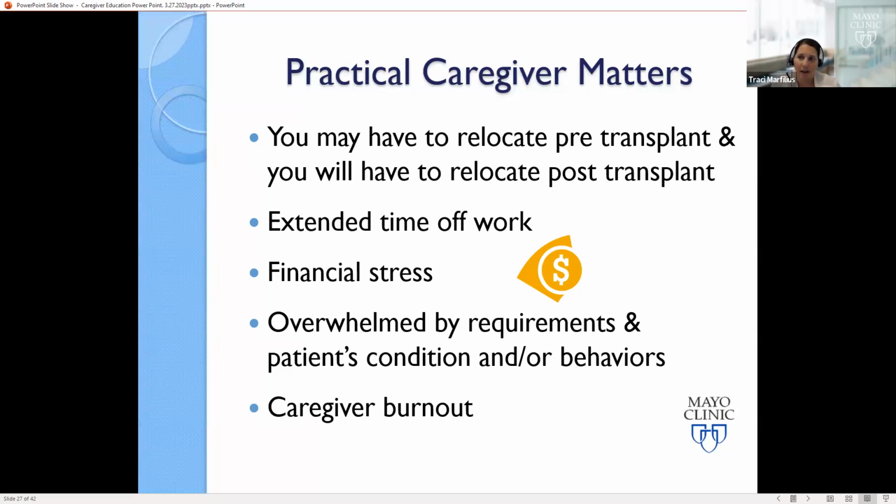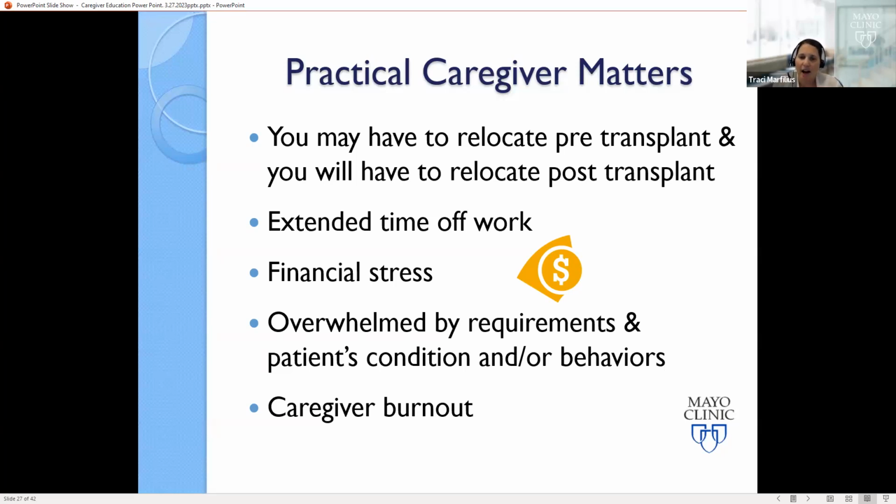So, are you using FMLA? Are you taking paid or unpaid time off? If you're taking unpaid time off, how are your bills being paid? I don't ask these questions to be nosy, but because I want you to think about what that will look like for you and to help avoid any unnecessary financial stress. So, if we can make sure we have a solid plan for the patient, but also for you as a caregiver as well, because we can't have you showing up to the hospital and saying, hey, I have to go to work. Feeling overwhelmed by requirements and patient's condition and or behaviors.